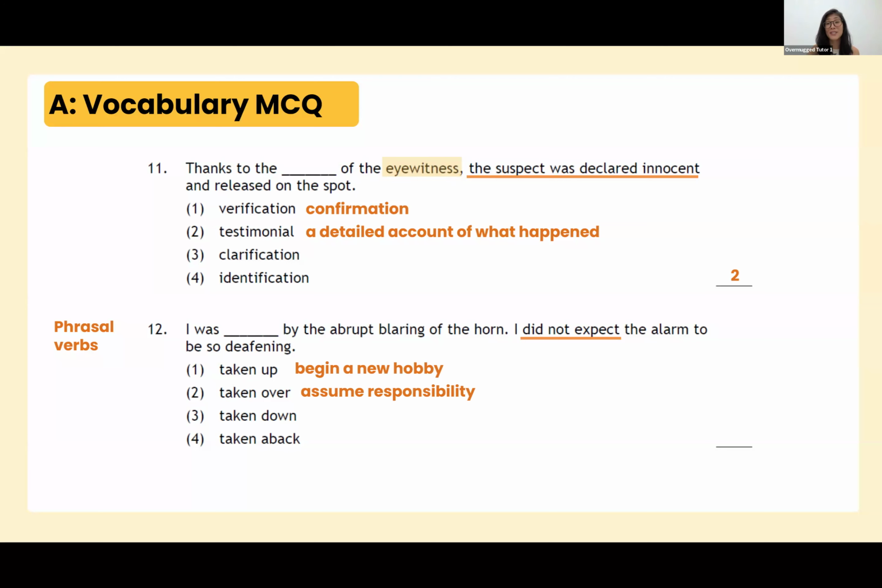Option 3, we have taken down. So taken down means to disassemble. So usually if let's say you go to a party and all the arrangements are put up, you would take them down at the end of it and return the room to its original state. And the last one, taken aback, which is shocked. Therefore, it's our answer, taken aback.